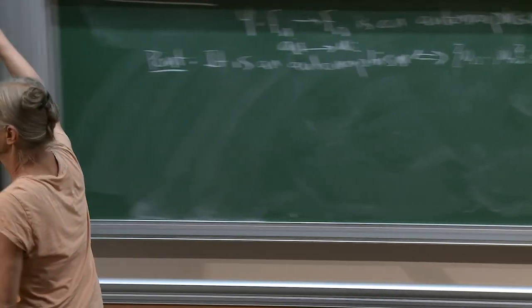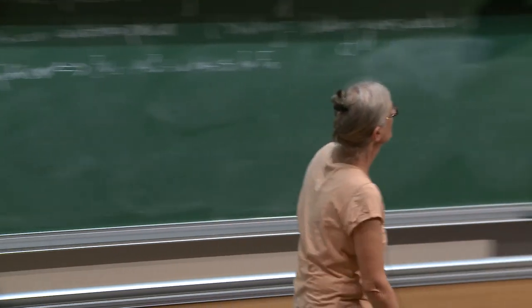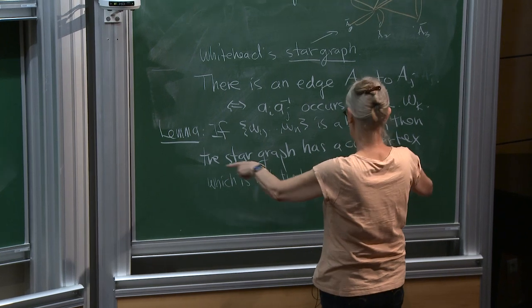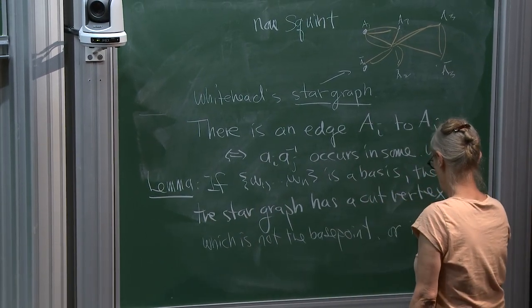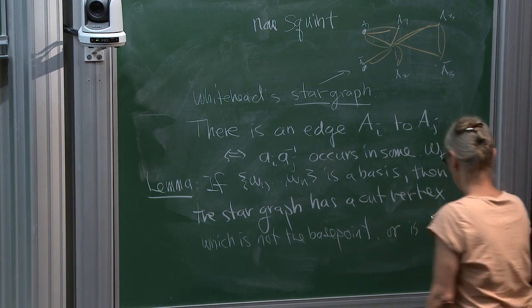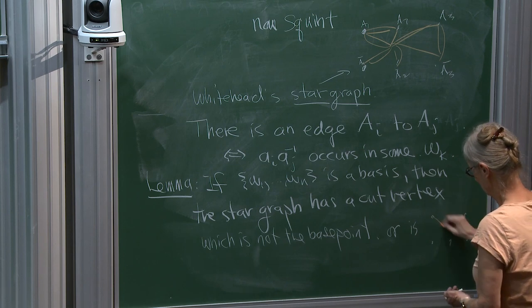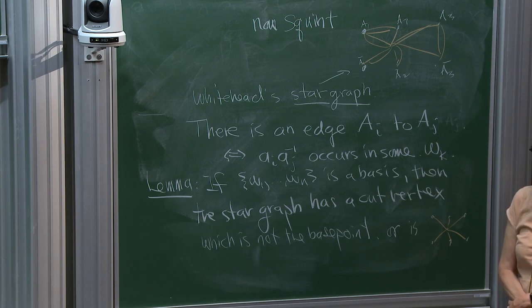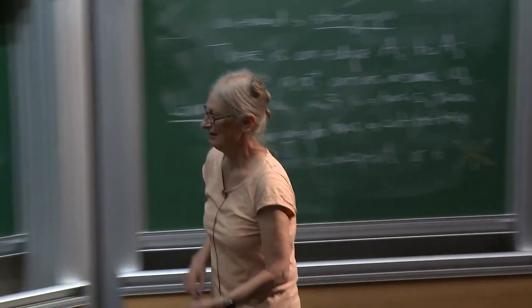Proof. If you have the standard basis, the star graph has a cut vertex that is not the base point. If you got this graph, you're happy. You got the basis.